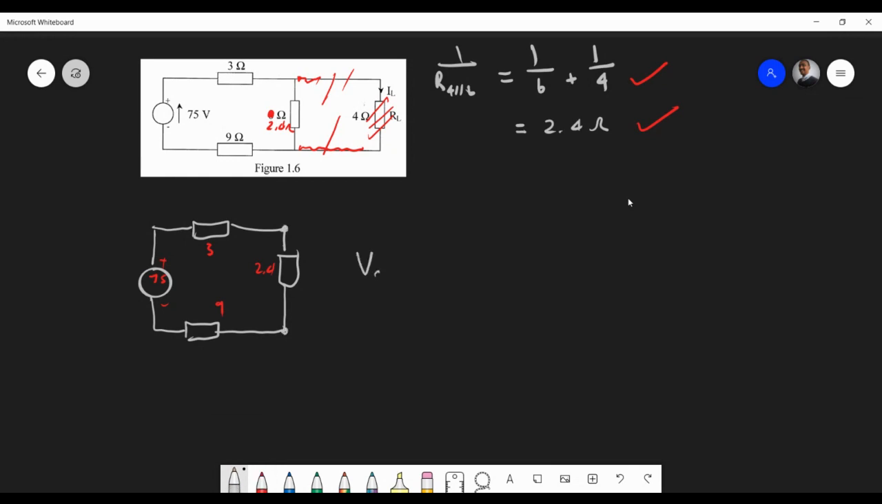So how does voltage division work? We want it across 2.4. So we take our source voltage, multiply by the resistance we want, and then divide by the total resistance. So that'll be 3 plus 2.4 plus 9, and you should get a voltage. So we're finding the voltage at this particular point. I hope everyone agrees with me, and you should get a value of, what is my value? 12.5 volts.